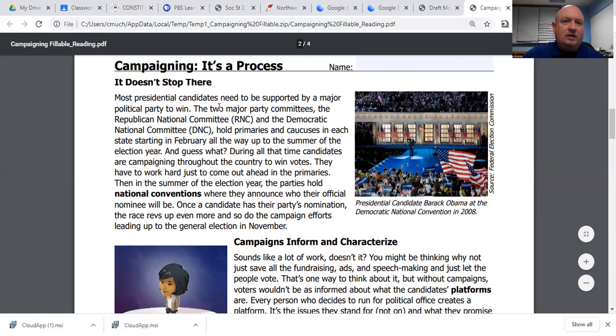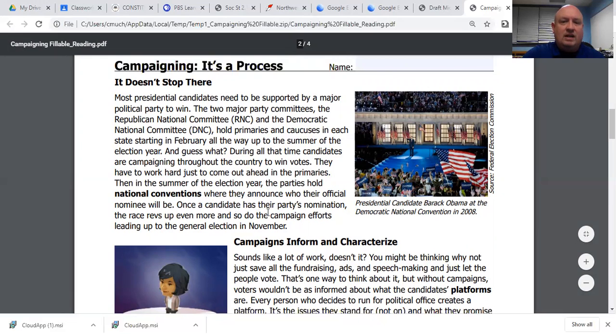Most presidential candidates need to be supported by a major political party to win. The two major party committees, the Republican National Committee, the RNC, and the Democratic National Committee, DNC, hold primaries and caucuses in each state starting in February all the way up to the summer of the election year. And guess what? During all that time, candidates are campaigning throughout the country to win votes, at least in normal years. They have to work hard just to come out ahead in the primaries. Then in the summer of the election year, the parties hold national conventions where they announce who their official nominee will be.